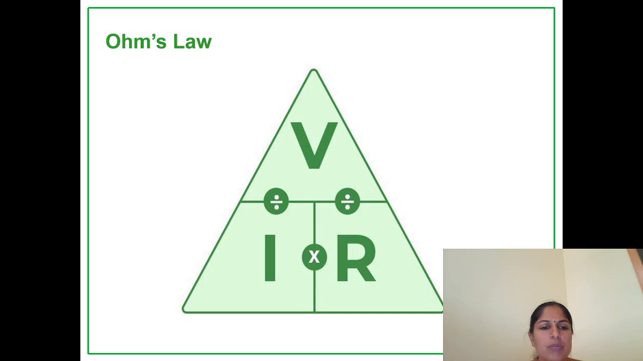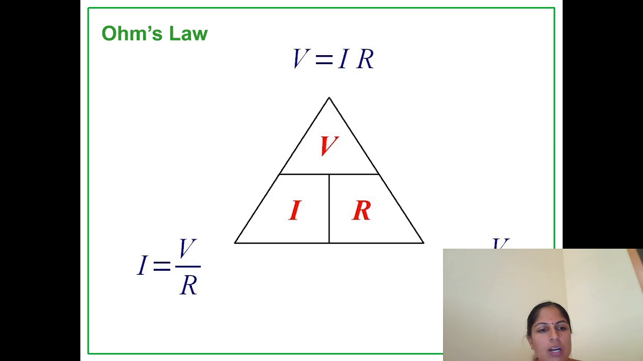In this way, we can remember all the formulas. The triangle helps you quickly remember all three equations. The first equation is V = I × R, the second equation is I = V / R, and the third one is R = V / I.